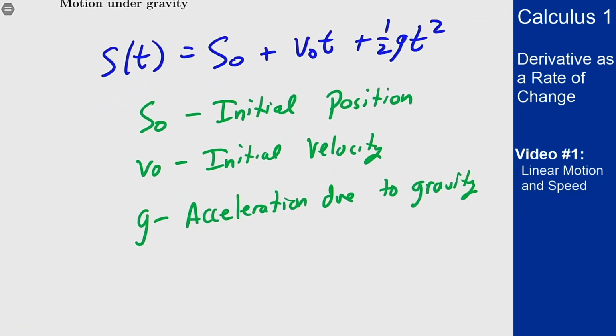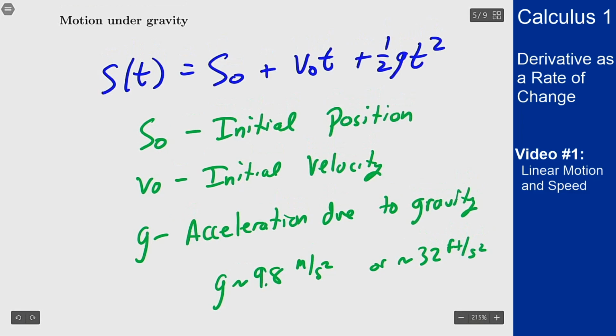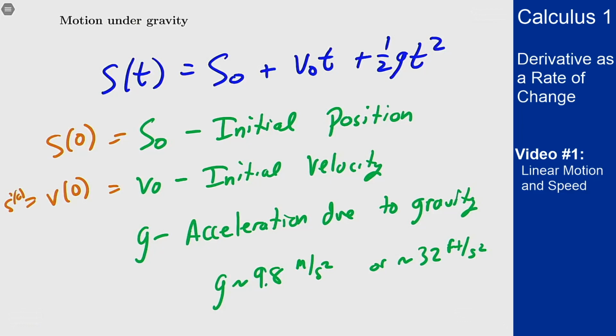If you're doing this on Earth, g is 9.8 meters per second squared, or around 32 feet per second squared, depending on which units your problem's in. These values sort of make sense. If I just plug in t equals 0, the value I get for s is s sub 0. Great. If I take the derivative, the s0 goes away, and the v0 sticks around. When I plug in 0 there, this would be the velocity at 0, as expected, or s prime at 0. And the acceleration would end up being g, constant.